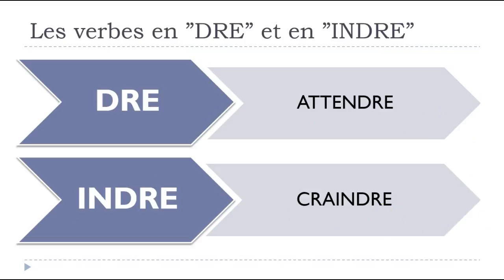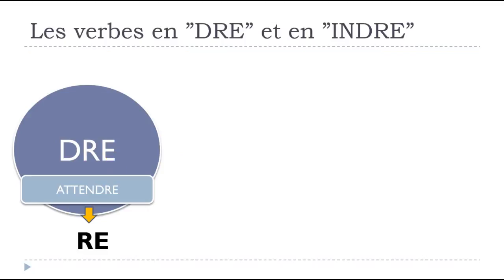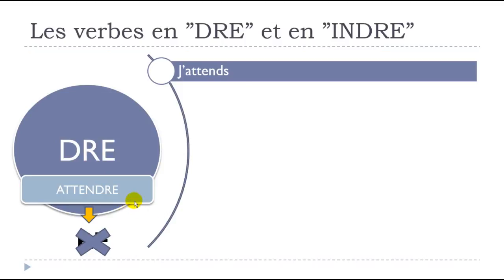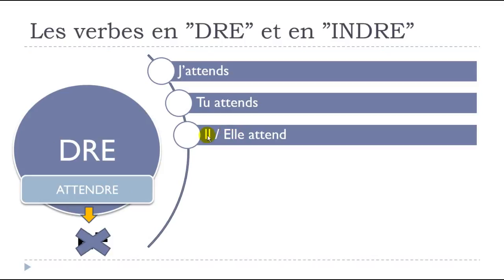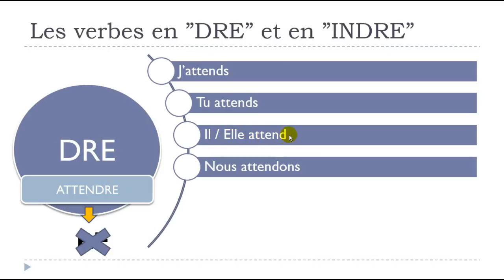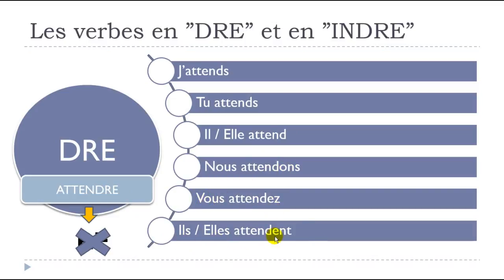Okay, but then let's start with attendre. So basically you've got your ending dre. The verb is attendre, and the thing that you have to keep in mind is that in that case you will take re away. So you will get j'attends, and for tu it will be tu attends. For il, elle, il attend. For nous, nous attendons. Vous attendez. Ils attendent. Elles attendent.